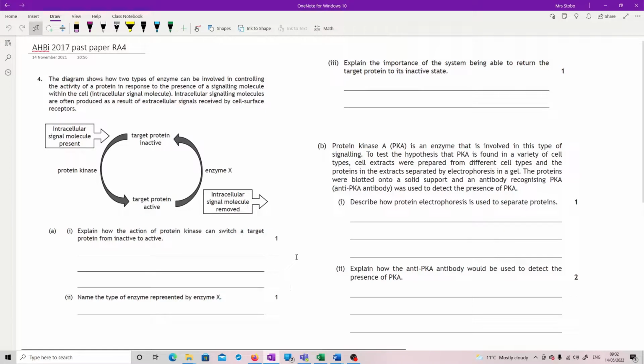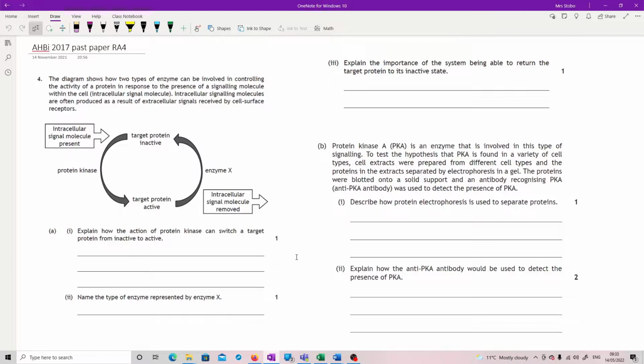Two types of enzyme. Question 4. Diagram shows how two types of enzyme can be involved in controlling the activity of a protein in response to the presence of a signalling molecule within the cell. Intracellular signalling molecules are often produced as a result of extracellular signals received by cell surface receptors.